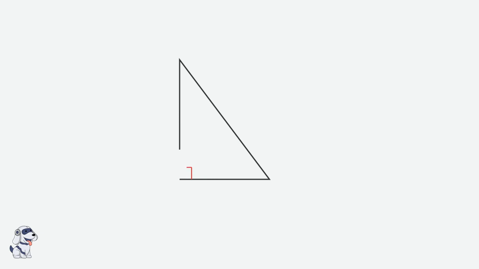The Pythagoras Theorem is a fundamental principle in geometry that applies exclusively to right-angled triangles. A right-angled triangle contains one 90-degree angle. The sides adjacent to this angle are called the legs, labeled A and B. The side opposite the right angle is the hypotenuse, labeled C, which is always the longest side.